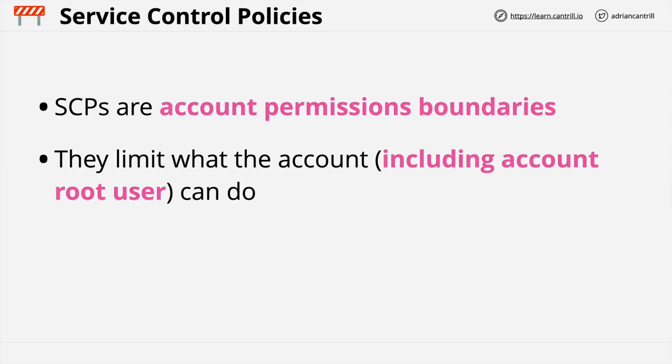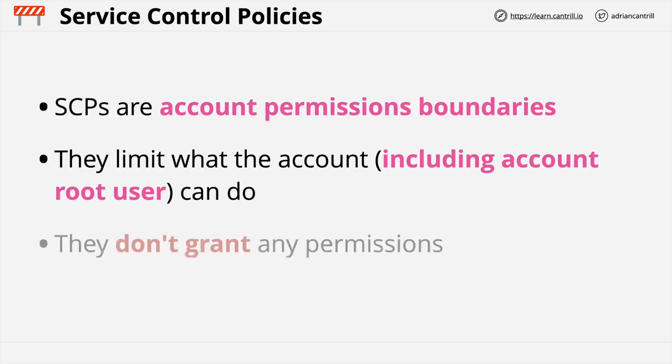The really critical thing, though, to understand about service control policies is they don't grant any permissions. Service control policies are just a boundary. They define the limit of what is and isn't allowed within the account, but they don't grant permissions. You still need to give identities within that AWS account permissions to AWS resources, but any SCPs will limit the permissions that can be assigned to individual identities.